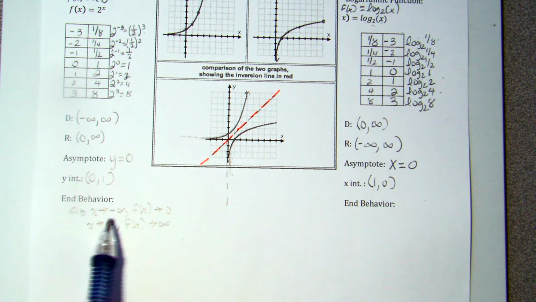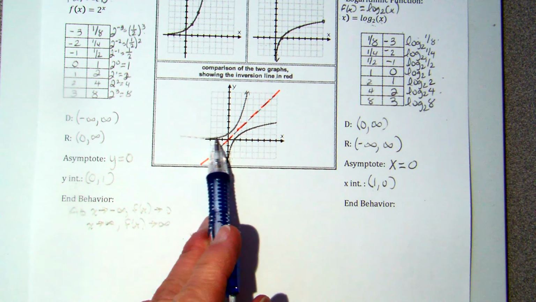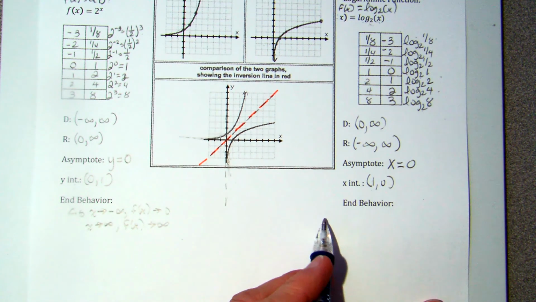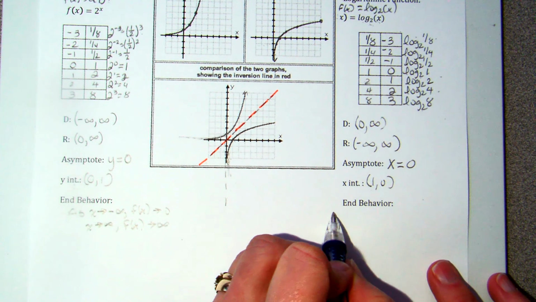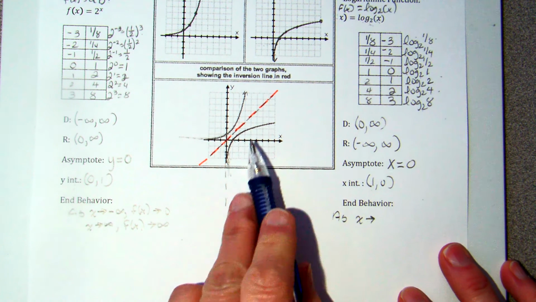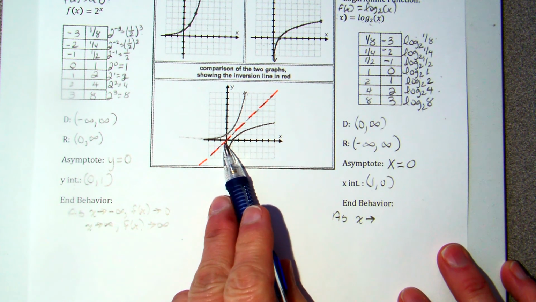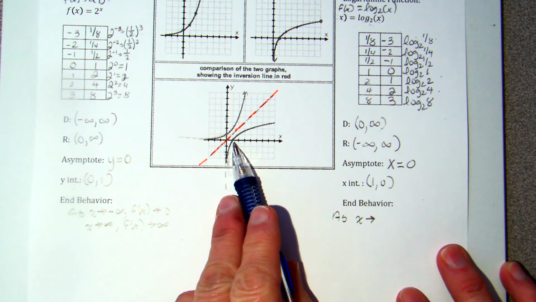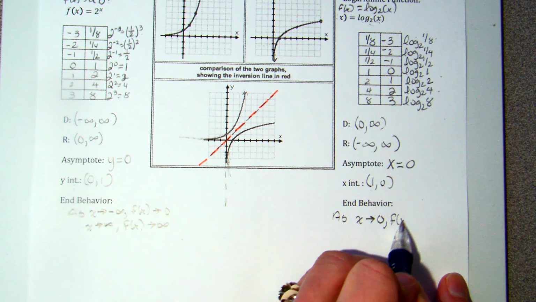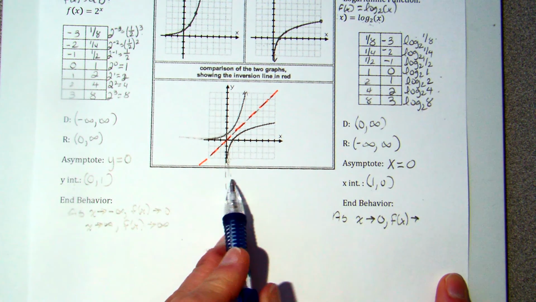So as x approaches negative infinity, f of x approaches 0. As x approaches positive infinity, f of x approaches positive infinity. On the end behavior of a logarithmic function, be careful what you write right here. We're used to writing as x approaches negative infinity, but does x approach negative infinity? No, it doesn't. X never goes across x equals 0. So here you're going to have to say, as x approaches 0, what does f of x do? As x approaches 0, f of x approaches negative infinity.